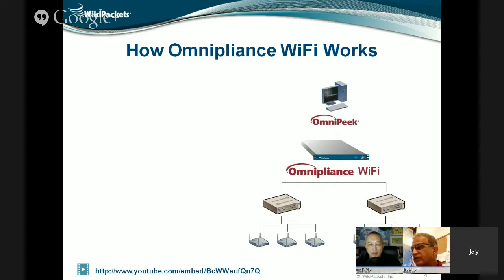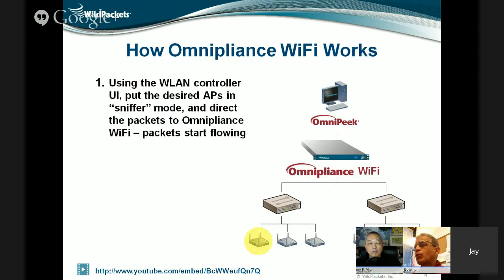The way this works is, first we're going to put the access points themselves, or certain ones, in promiscuous mode, or sniffer mode. Most of the manufacturers call it sniffer mode, and that's done outside of our products, through the UI for the controller. The user goes into the UI just as they would today to set up that access point and put it on certain channels, but instead they choose sniffer mode rather than AP mode. They put it on the channel they want, and the last thing they do is give it an IP address once they put it in sniffer mode. That IP address is going to be the IP address of the Omnipliance Wi-Fi.